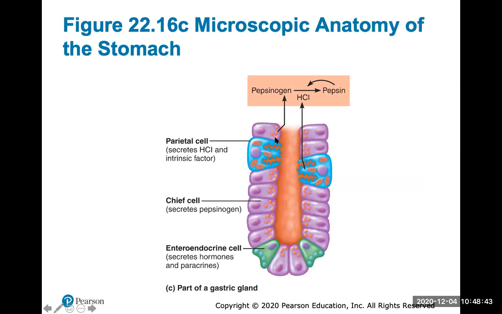And that's pretty much all you need to know. I mean, this is probably a great picture just to review. The parietal cells secrete HCl and intrinsic factor, chief cells secrete pepsinogen, and the enteroendocrine cells secrete hormones and paracrines. And that's pretty much what I want you to know from that.